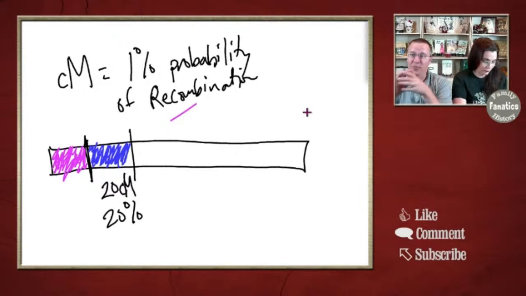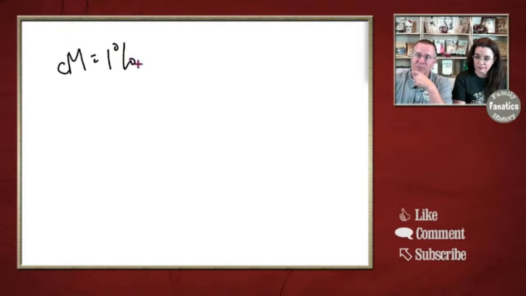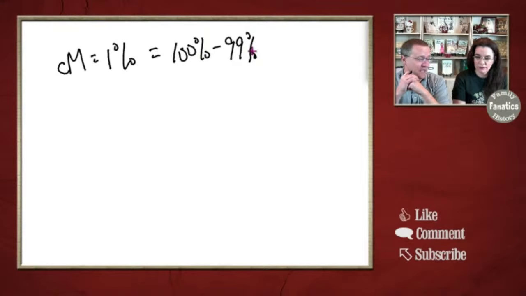So let's look at this, knowing that a centimorgan is equal to 1%, which means it's also equal to 100% minus 99%, is another way to look at it. So if I ask the question, what is the probability of receiving a 100 centimorgan segment from my grandfather?